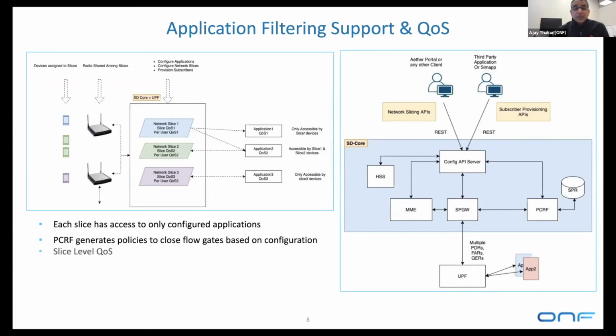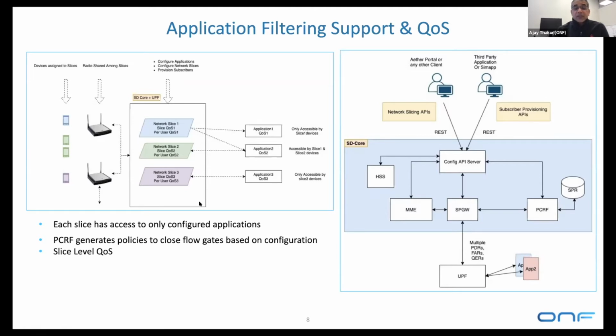PCRF/PCF generate the policies, and we use the flow gate to decide whether the application is allowed or not allowed. There's another option of using the FAR rules, which are forwarding rules, to configure whether forwarding is dropped or not. So there you have options. PFCP is a lot more flexible, and we are using the QoS gate as an option to allow or deny the traffic, right?